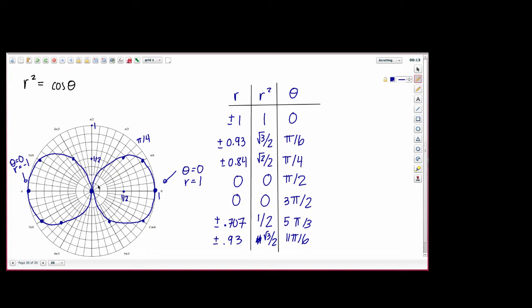Now, one thing you should notice here is that we have some symmetry in this graph, and remember that cosine is an even function, so cosine of minus theta is equal to cosine of theta, and so that tells us that we should see the symmetry that we observe in this graph.